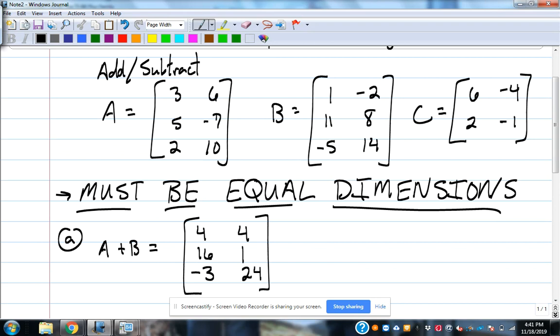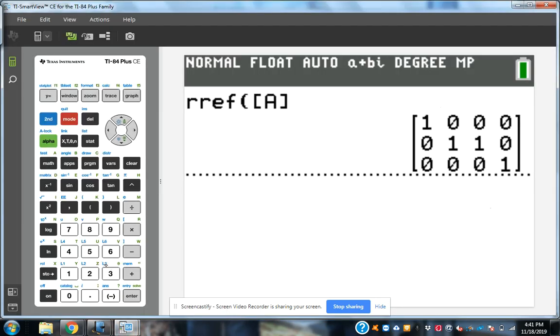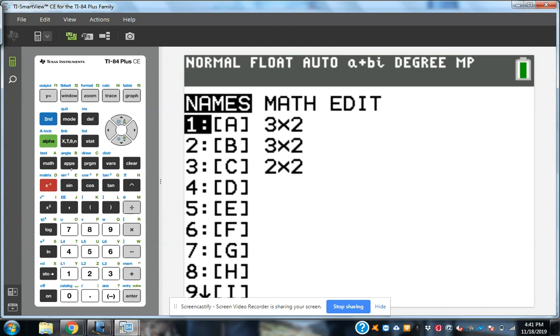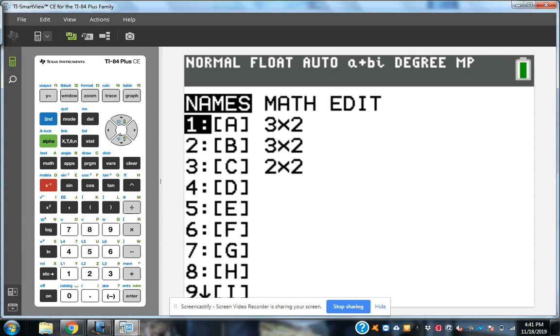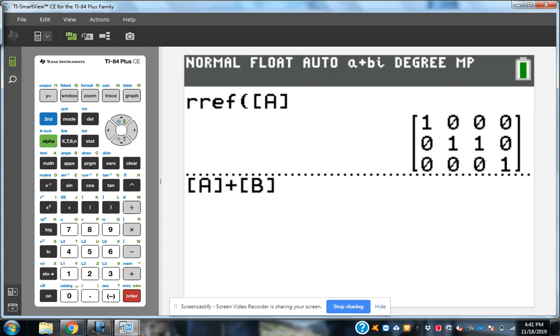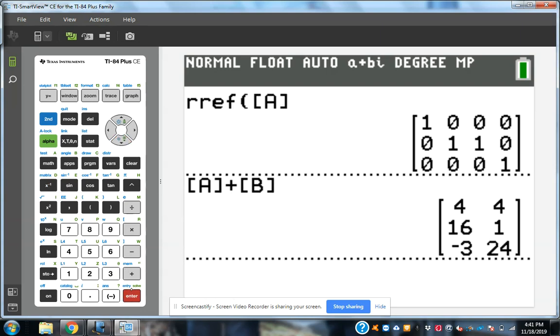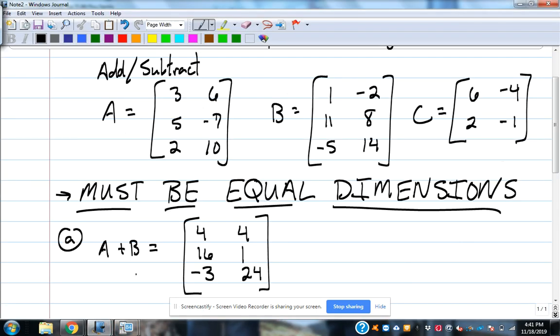If I'm unsure of myself, I can go to the calculator and tell it second matrix, matrix A plus second matrix, matrix B, and then hit enter, and lo and behold, I get the same answer. I never do matrix addition with the calculator just because it takes me twice as long to type it in as it would to just add the numbers, because you're just adding corresponding parts. I'm not saying you can't do that. You're welcome to do that if you want to. I just don't see it being really helpful.